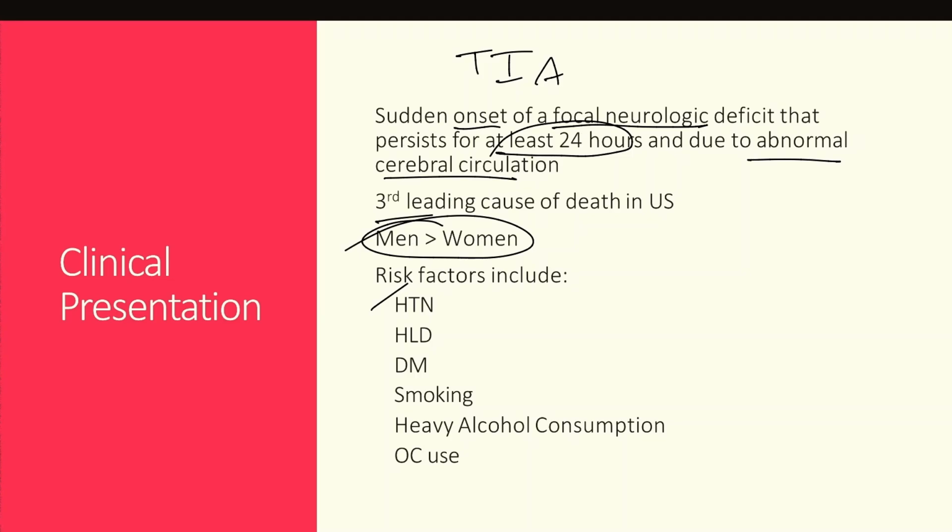Risk factors, again, these are going to be your main risk factors for everything. High blood pressure, high cholesterol, diabetes, smoking, alcohol, oral contraceptive use. Obviously, why oral contraceptive use? Hypercoagulability. If you develop a clot on the arterial side, it's going to go to the brain, depending on where you are on the arterial side.